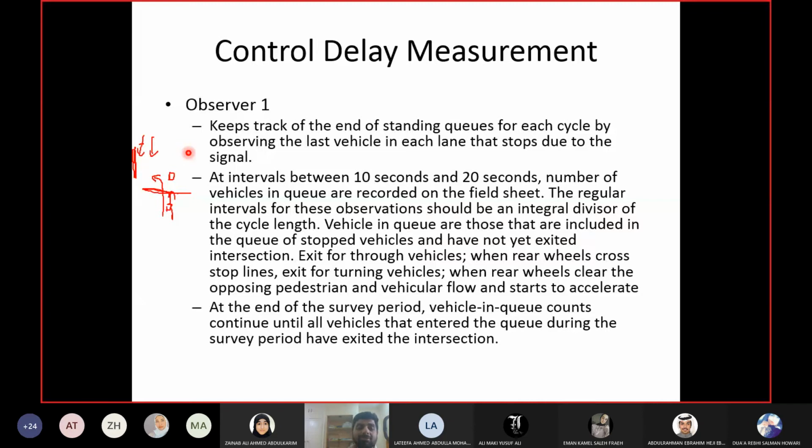Now, why have we put this restriction of counting vehicles in the queue even if they are moving? Because they are not accelerating. Until a through vehicle crosses the stop line, or until a turning vehicle crosses the opposing movement, they will not accelerate fully. They will be careful and they will be following other vehicles. So this vehicle will be considered part of the queue because it is not accelerating. When you are out of the queue, you start to accelerate. So a through vehicle will start to accelerate when it crosses the stop line, and a turning vehicle will start to accelerate when it clears the opposing movement.